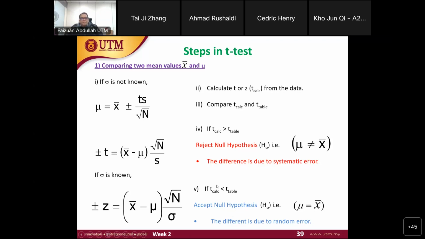If the t calculated is lower than the t table, we accept the null hypothesis. So mu is equal to x. The difference is due to random error. So random error is detected if the t calculated is lower than the t table.